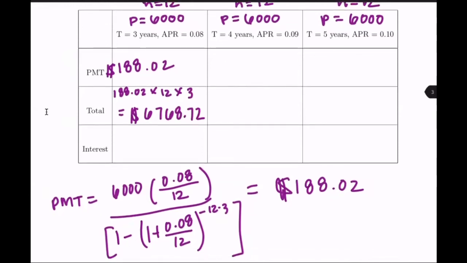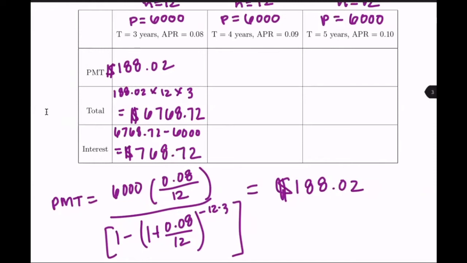What you're going to be owing in interest is going to be the $6,768.72 minus 6,000. So that gets you to a total of $768.72 that you will owe in interest.